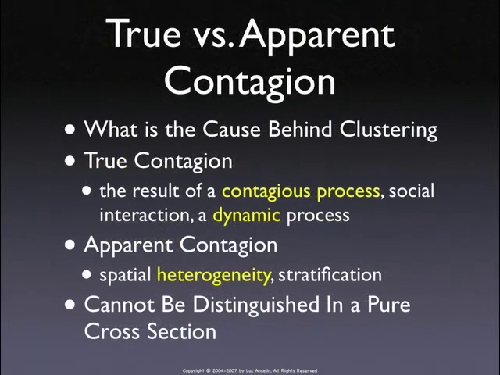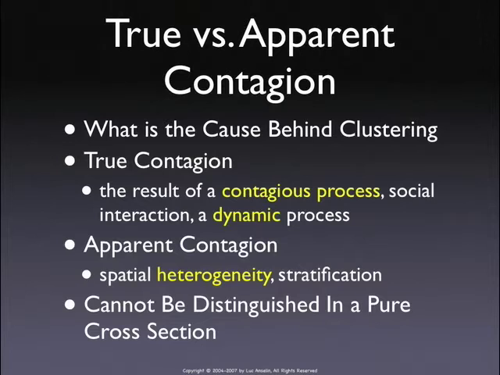And just to say it one more time, this is the distinction between true and apparent contagion. We really cannot, from a cross-sectional observation, draw conclusions about the causal factors behind the pattern, behind the clustering. True contagion is a true dynamic contagious process, which, whenever I say dynamic, means time is involved. So we need observations in both space and time.